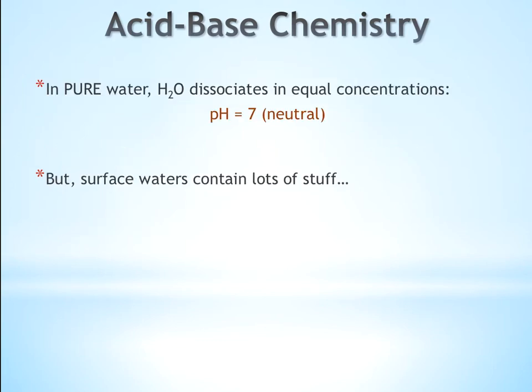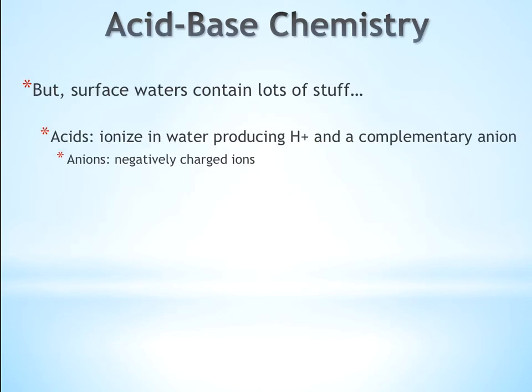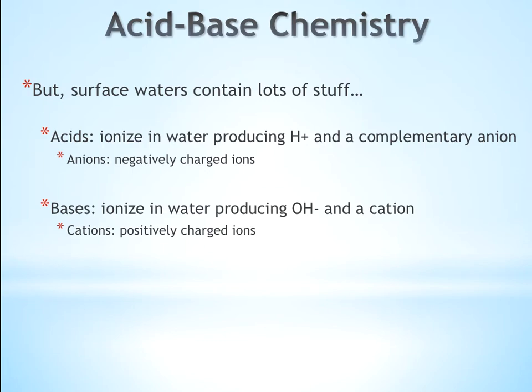Okay, so in pure water, where there's nothing but water, water dissociates in equal concentration, so there's an equal amount of hydrogen and an equal amount of hydroxyl, so that the pH is neutral. But surface waters contain all kinds of stuff. They have acids, acids being things that ionize in water, producing hydrogen and a complementary anion. And an anion, in case you don't remember, is a negatively charged ion. And then it may also have bases, things that ionize in water, producing a hydroxyl and a cation. And a cation, if you don't remember, is a positively charged ion.